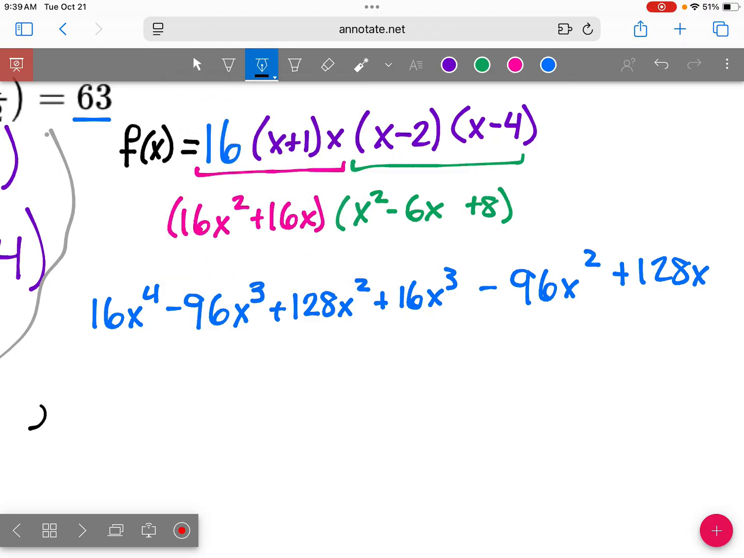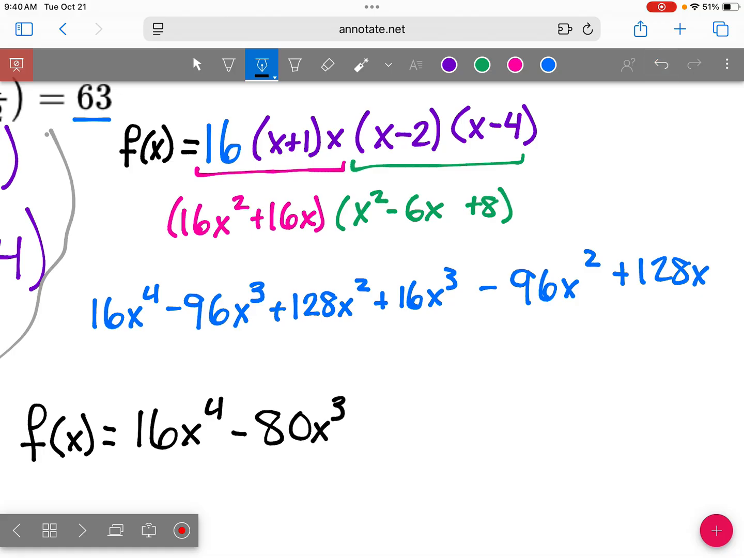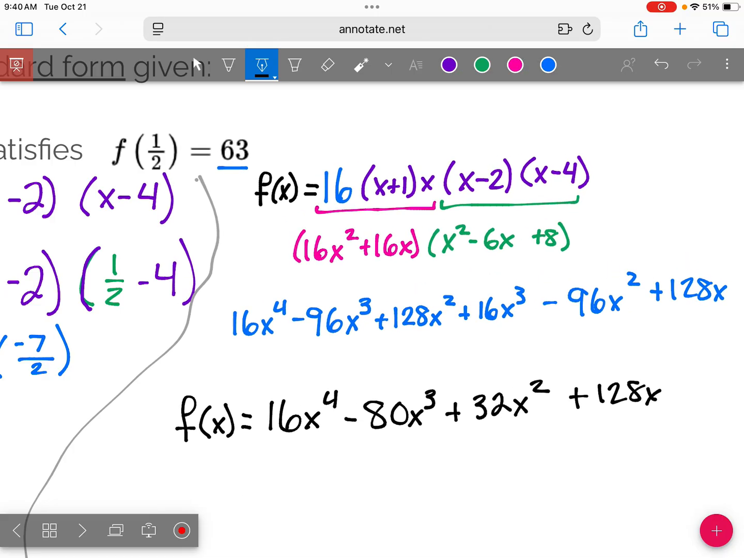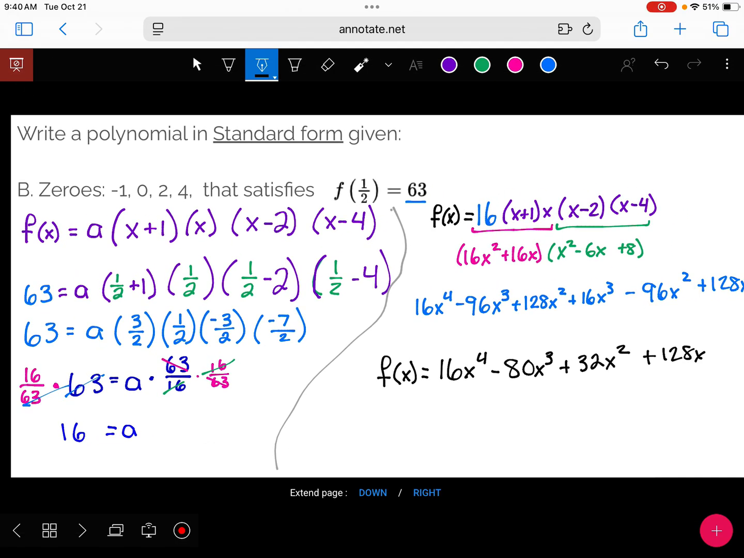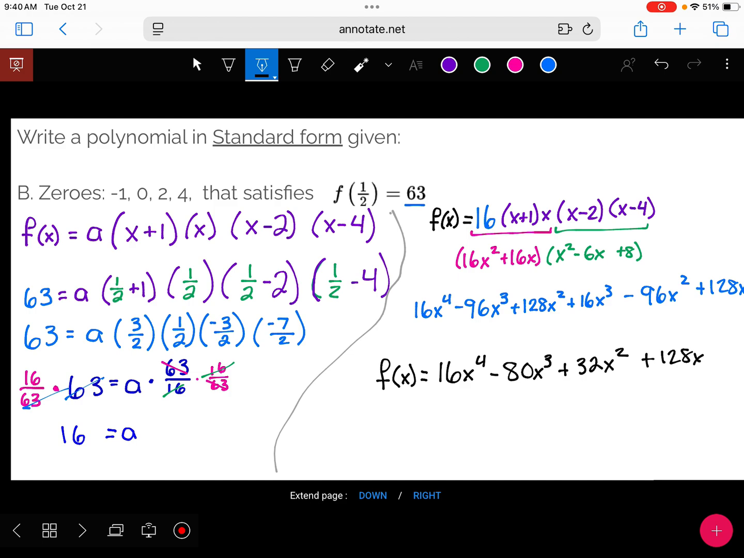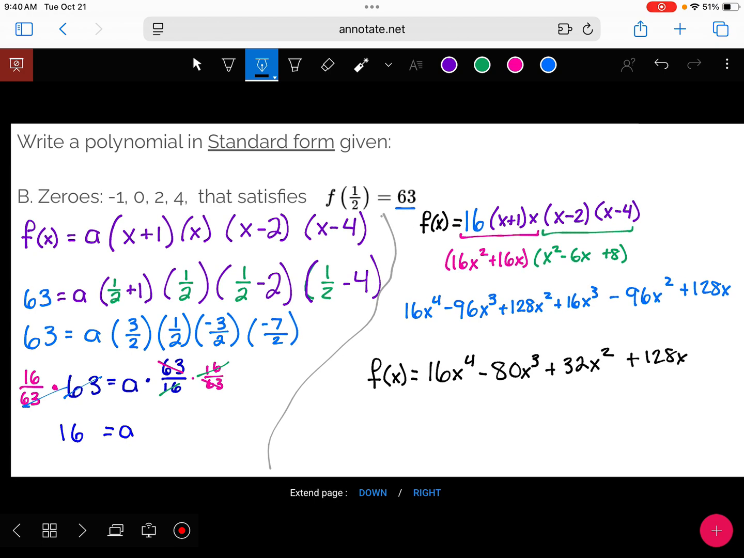So when we combine our like terms, we should get our 16x to the 4th minus 80x cubed plus 32x squared plus 128x. And that should be our full standard form equation. There we go, just trying to make sure everything's showing up. There we go, got it all. Just like this.